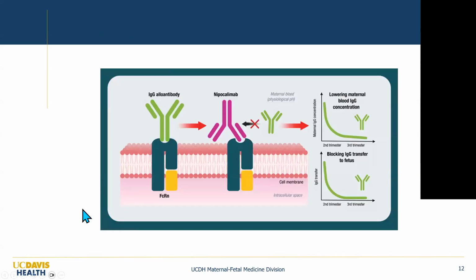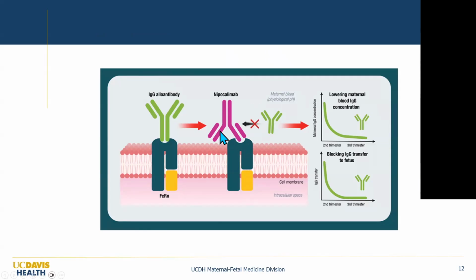The other thing that came into the market, or not really into the market, that's being tested, we are part of this phase 3 trial, and I'll show you what it is: a drug called nipocalimab, which is this, what do you call that, purple or fuchsia? I don't know. I'm not very good with colors. I know it's not red.